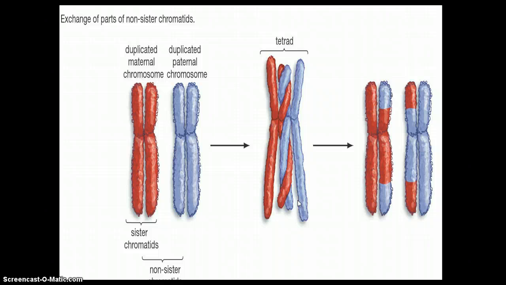So here we have a duplicated maternal chromosome. Here we have a duplicated paternal chromosome. We have a sister chromatid. And then when we have the two like this, it forms a tetrad. And they're just going to cross over each other and swap genes.